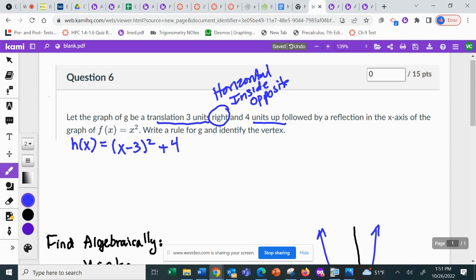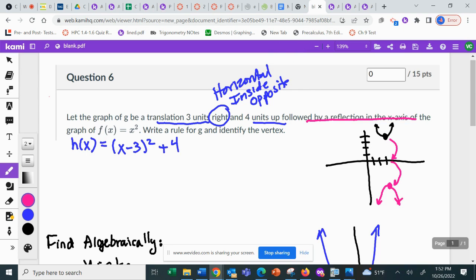That's the first step. So I'm going to ask us to visualize this while we go through it. 1, 2, 3, 1, 2, 3, 4. We've got a vertex at (3, 4). And this guy's going to open up. But we're not done. This is just like halfway through. So the second part says, followed by a reflection in the x-axis. So on my graph, it needs to reflect over that x-axis and end up down here. It needs to be a reflection, so it's going to open down now.